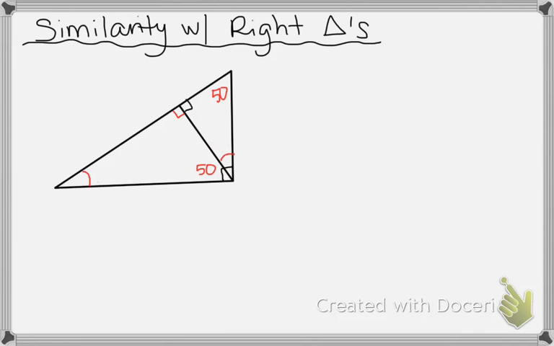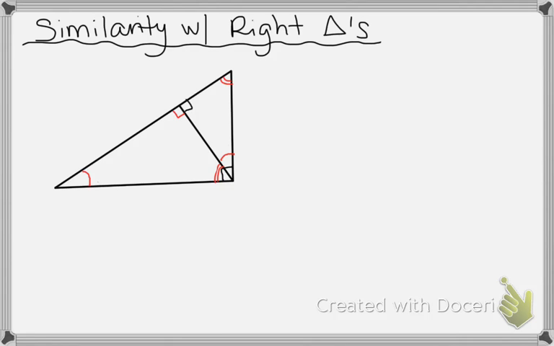Same thing is going to happen here. This 50-degree angle is always going to be equal to this 50-degree angle, or whatever degrees it is. It's not necessarily 50, but whatever they are, they're going to end up being the same. So are these triangles all similar? Yeah, right? All right, so that means that I can use proportions to solve missing pieces.